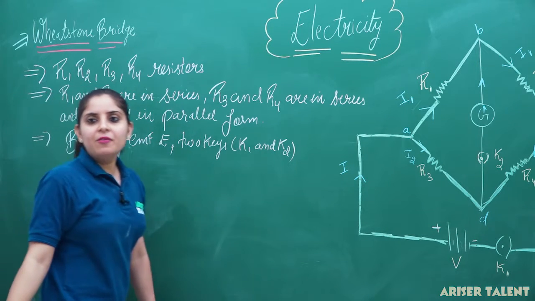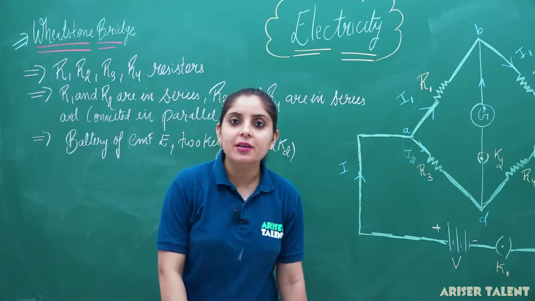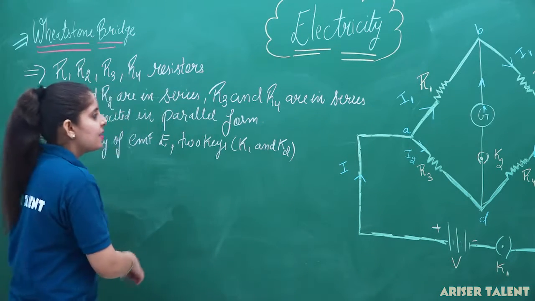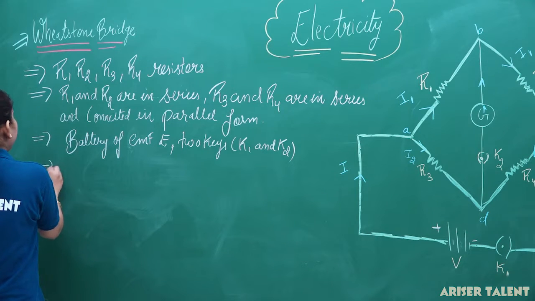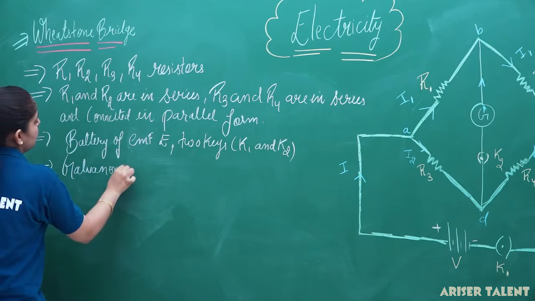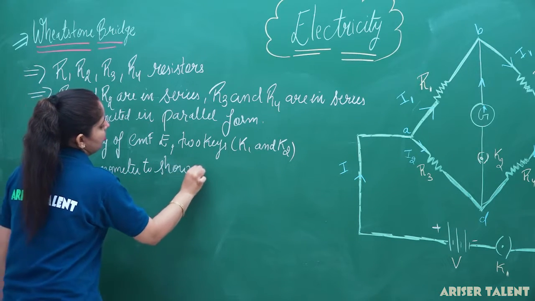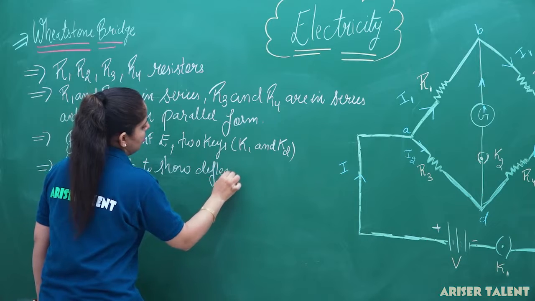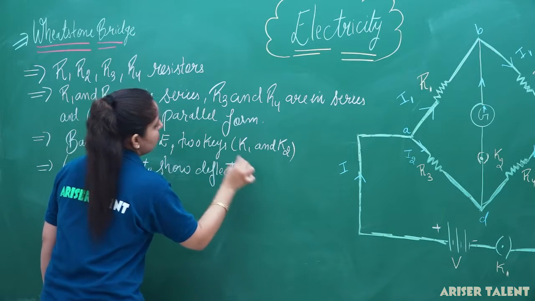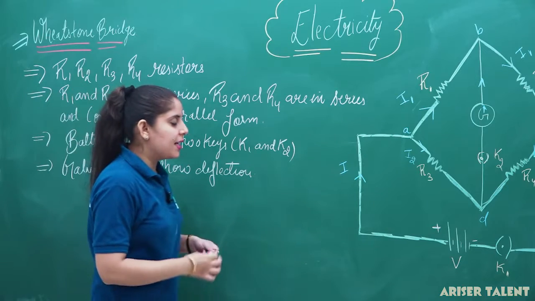And lastly, we have used a galvanometer which is going to show you a deflection whenever there is any change in the circuit. So the galvanometer is used to show the deflection. So these are the components we have used in the circuit we have described here.